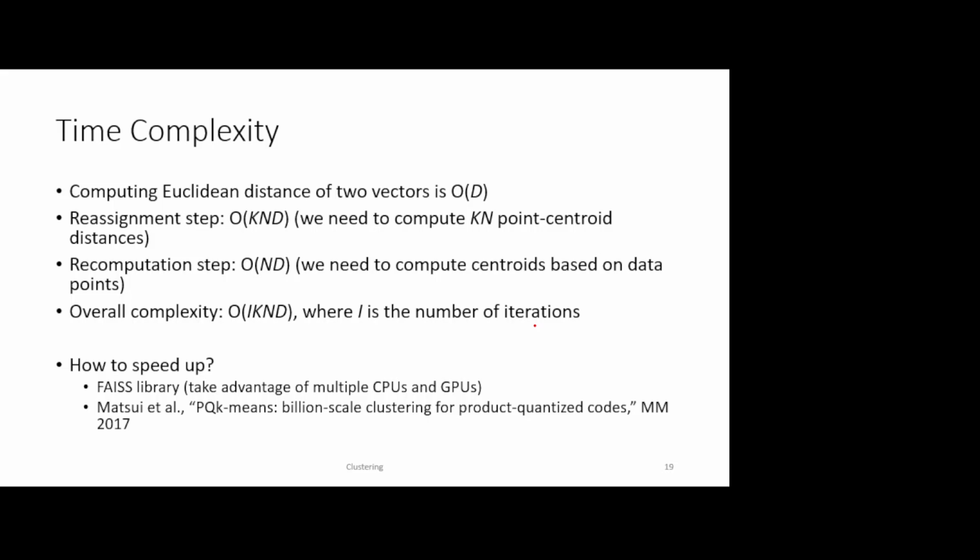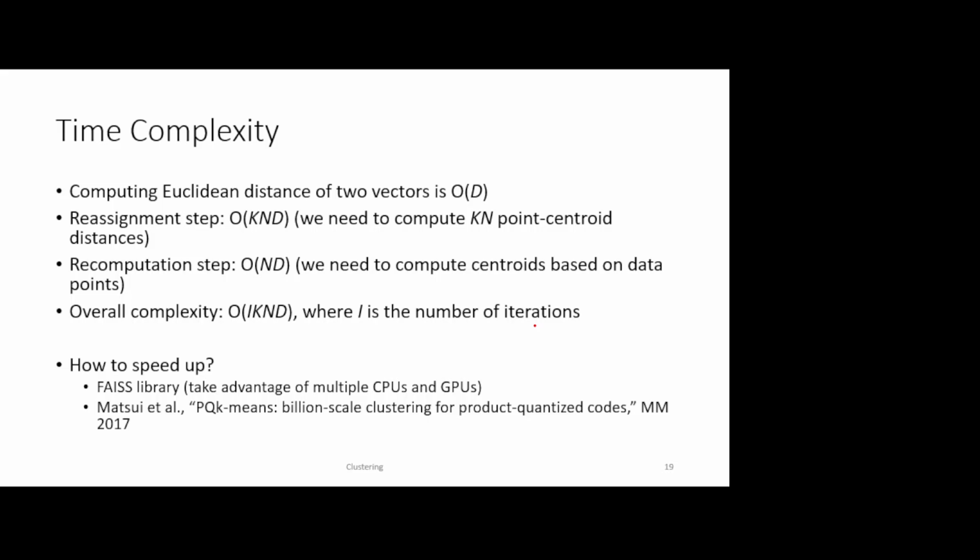Okay, and how about the time complexity? The computation between any two vectors is, suppose, big O of D, where D is your number of dimensions. When you do the reassignment step in our k-means algorithm, you need to compute with k, the number of centroids, and n, the number of your data points. Because each data point has to compute which centroid is closest, I have to calculate with all the centroids. Okay, so you have kn times the dimensions.